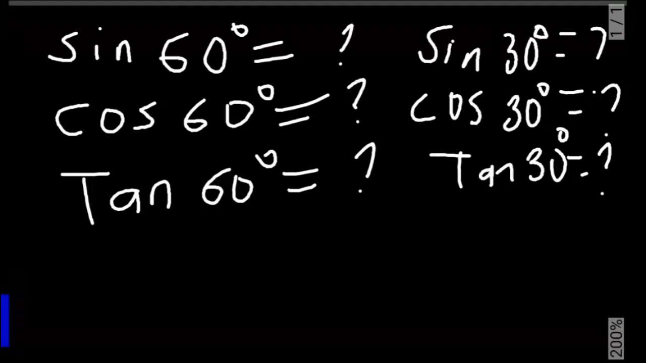What are the values for sine 60, cos 60, tan 60, sine 30 degrees, cos 30 degrees, and tan 30 degrees? So let's go straight into the study. Before we go into the derivation, here are some facts you need to get.